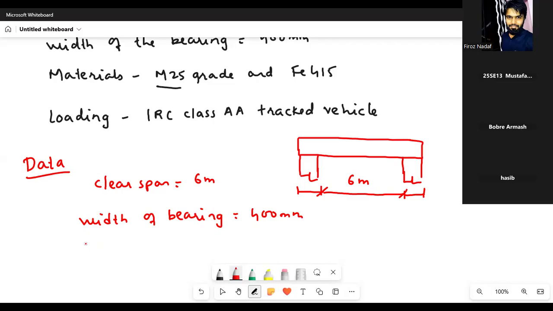Which kind of loading they have given? IRC class AA tracked vehicle loading is given to you, and you have to use M25 grade concrete and Fe415 steel to design the bridge. Okay. So this is the first step. You need to write the data.